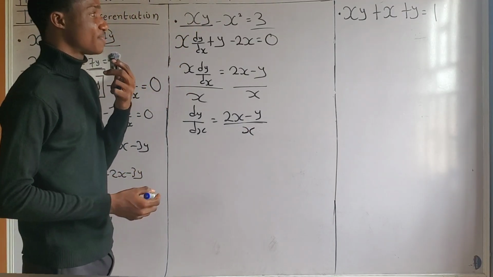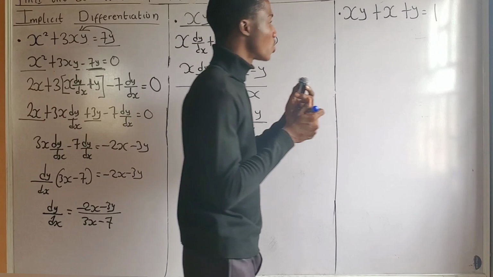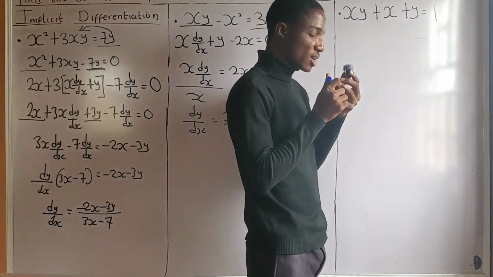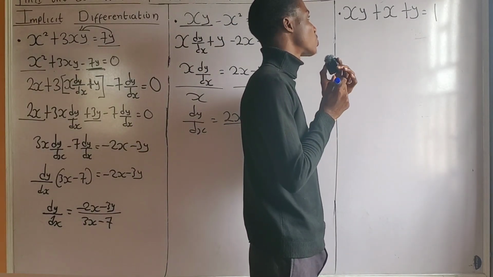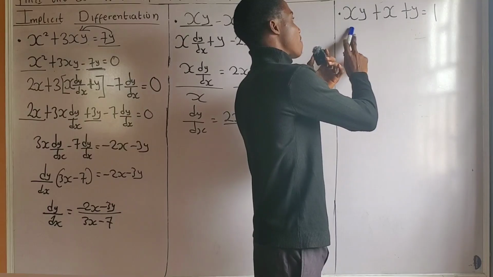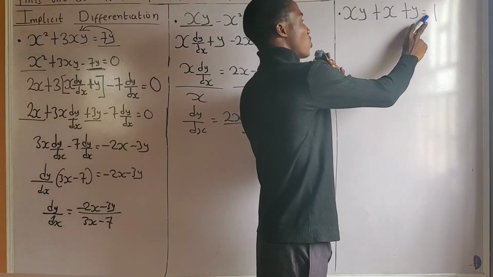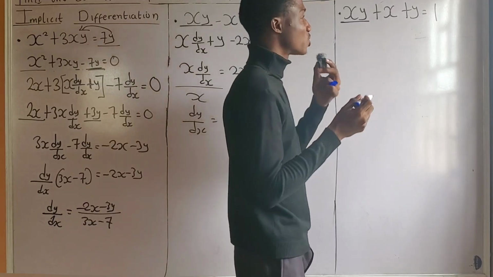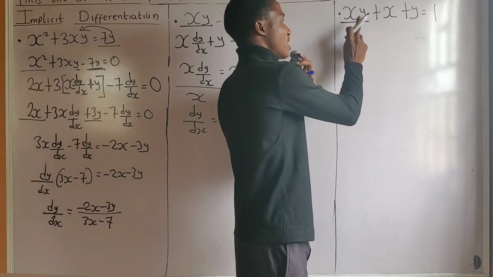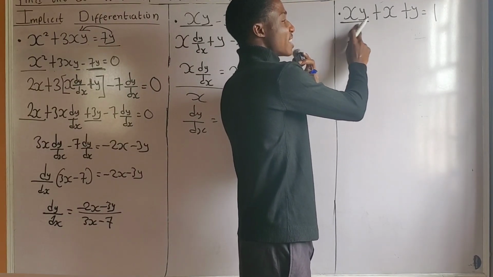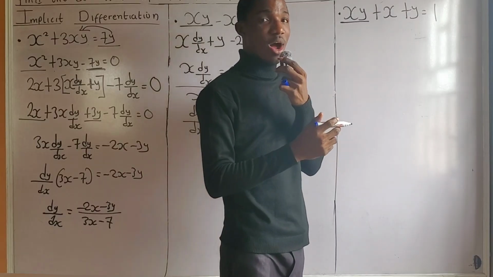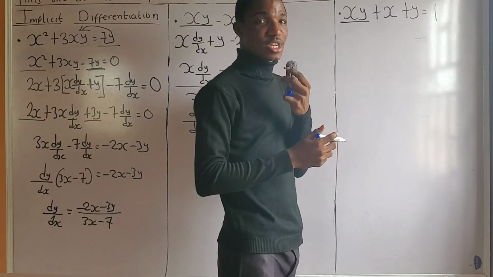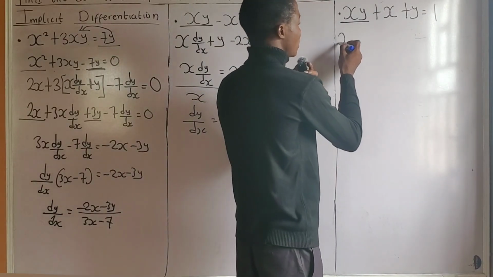Do you understand? Okay, let's look at the question that we have on the board. We are asked to differentiate y with respect to x in the function xy plus x plus y equals 1. Okay, look at this. You are still going to make use of the product rule to differentiate this function. To differentiate xy, because the sign between x and y is what? Is a product sign. Do you understand? So keep x constant, differentiate y.